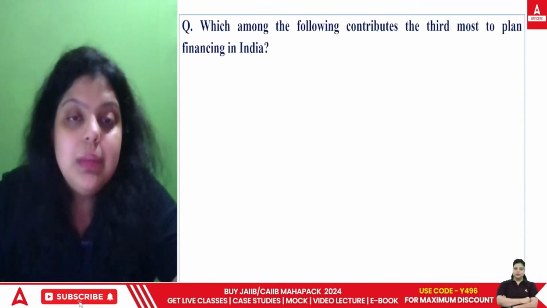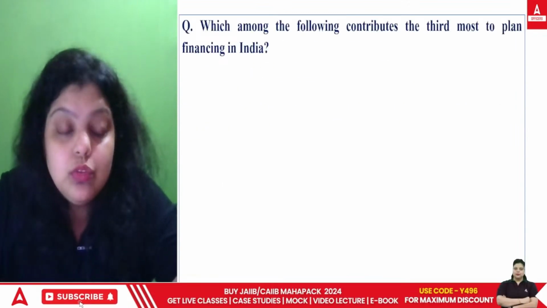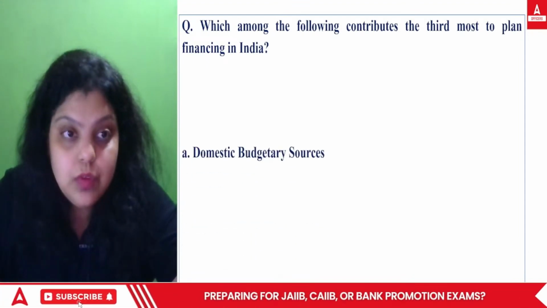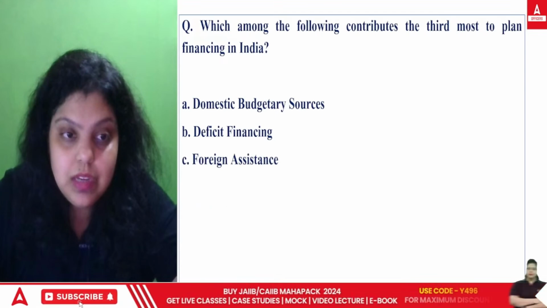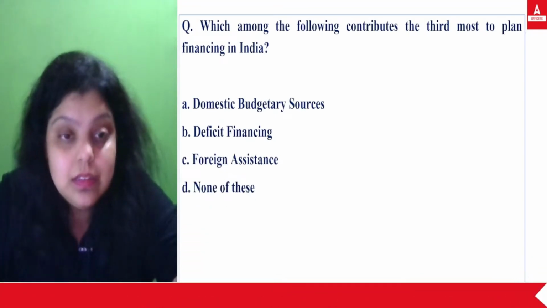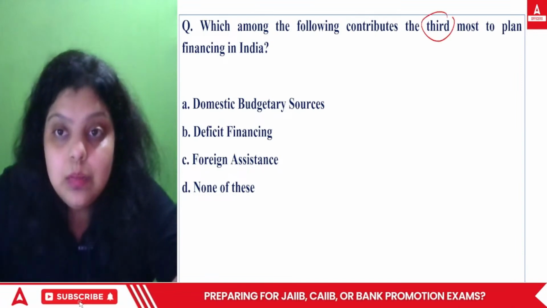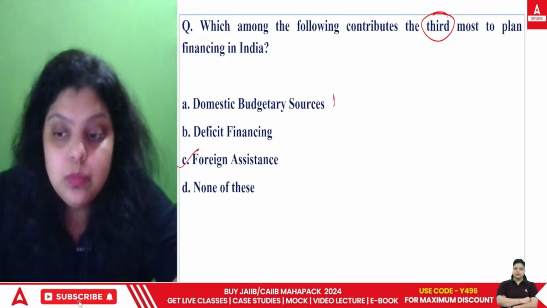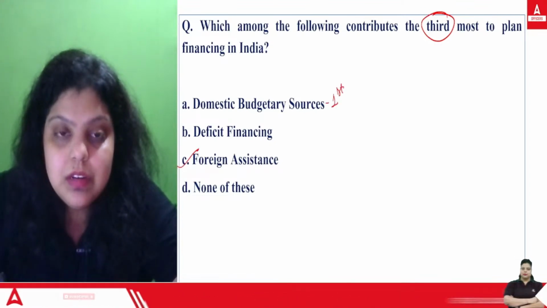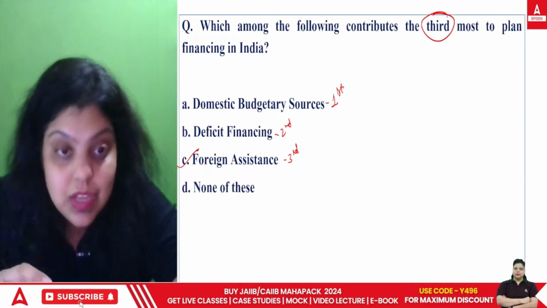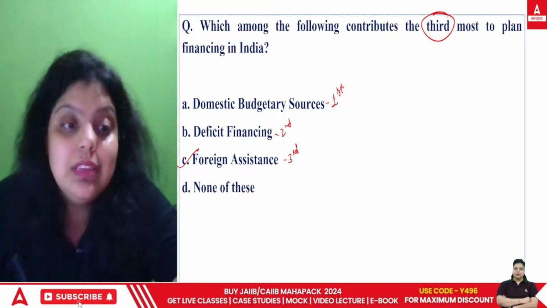First, which among the following contributes the third most to the plan financing in India? So these are the options in front of you: domestic budgetary source, deficit financing, foreign assistance, and none of the above. I think we have just discussed this. They are asking the third most to plan financing in India, that's the foreign assistance, because the most is the domestic budgetary source, the second most is your deficit financing, and the third most is your foreign assistance. So the same sequence they have been defined. So the right answer will be your C option.